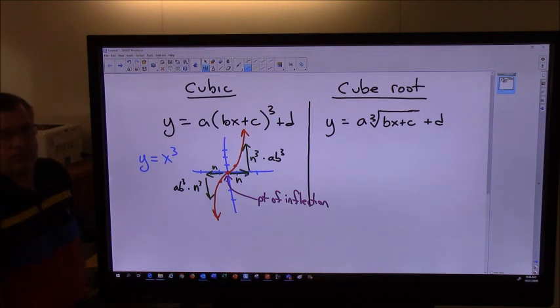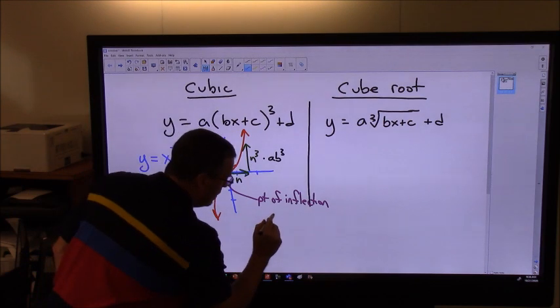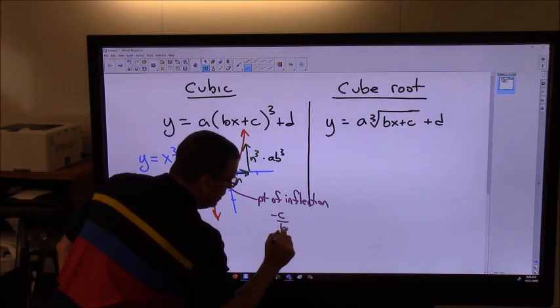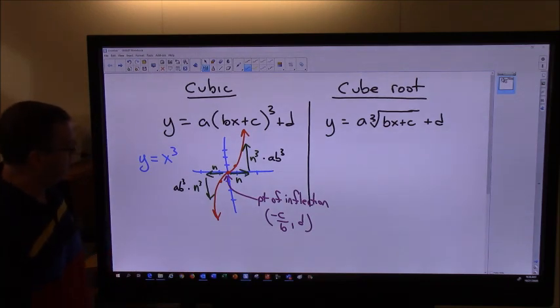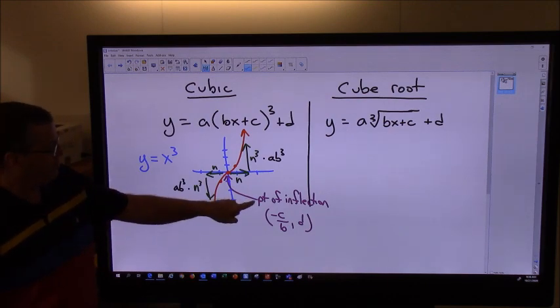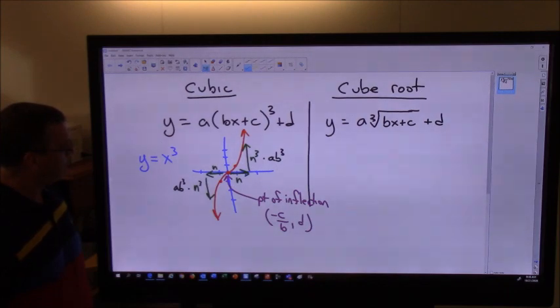And for us, that's a key point on this graph, and it's going to be at negative c over b comma d. That one key point that we're always looking for. Here it's that turning point, the point of inflection. Sometimes I'll abbreviate this POI for point of inflection. Okay?